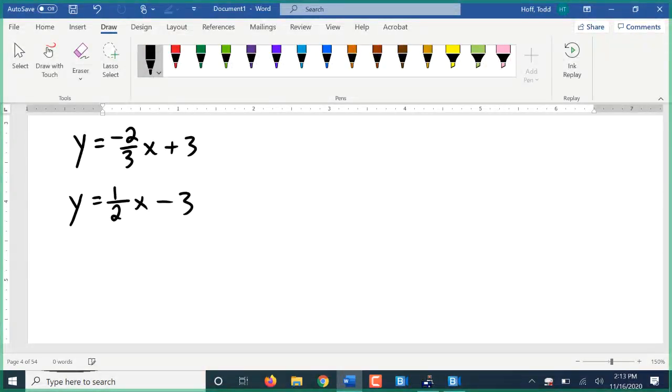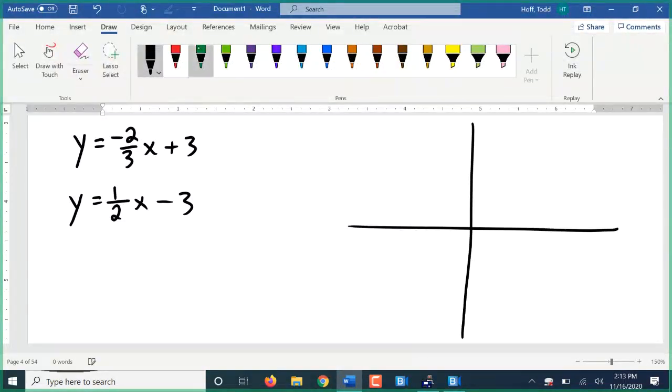Let's try this one here. I'll give you a minute to graph both of those, see if you can come up with the point they cross. You got to be very careful. I should have warned you ahead of time.